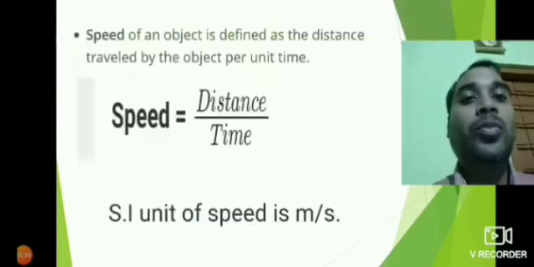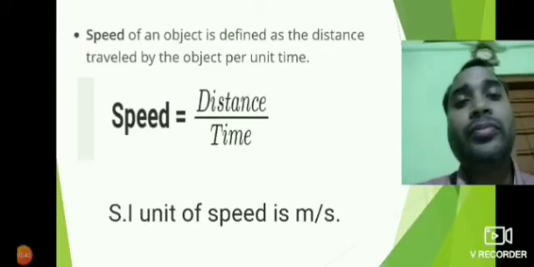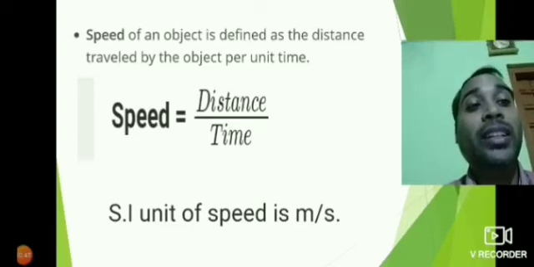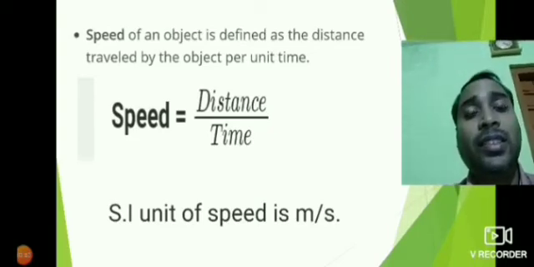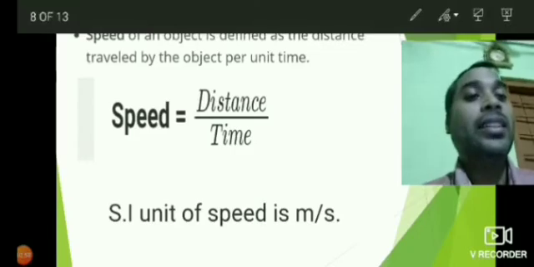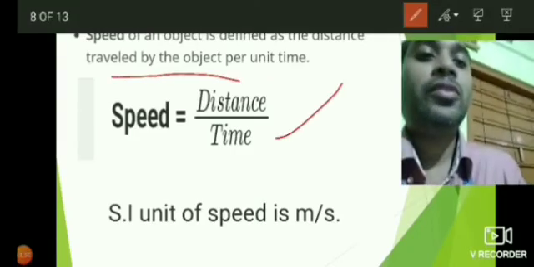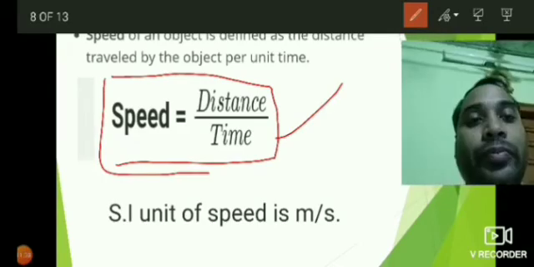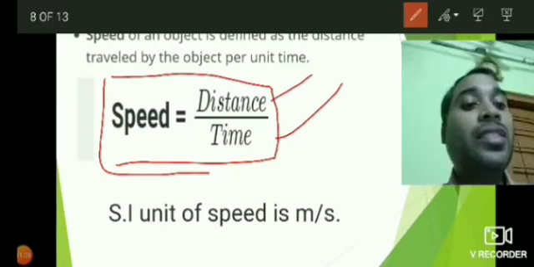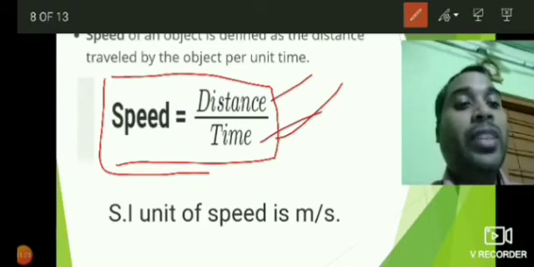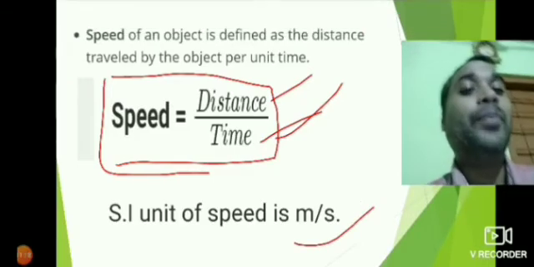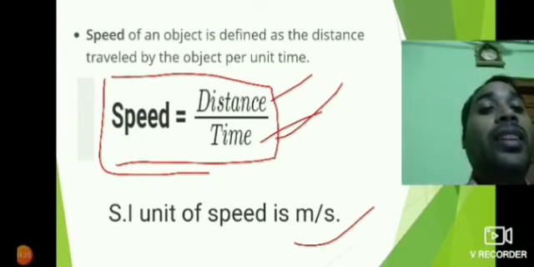Okay, so let's move to the next topic, that is speed. So what is speed? Speed of an object is defined as the distance traveled by the object per unit time. So speed is given by distance upon time. This is the formula to find speed. The SI unit of speed: we know the SI unit of distance is meter, and time is seconds. So speed will be meter per second. So the SI unit of speed is meter per second. This is the formula which you can use to calculate speed.